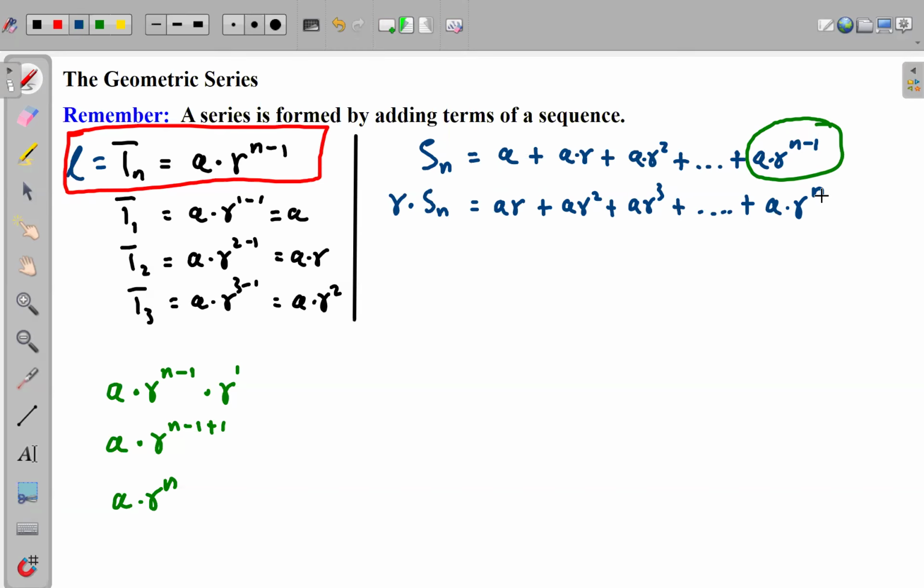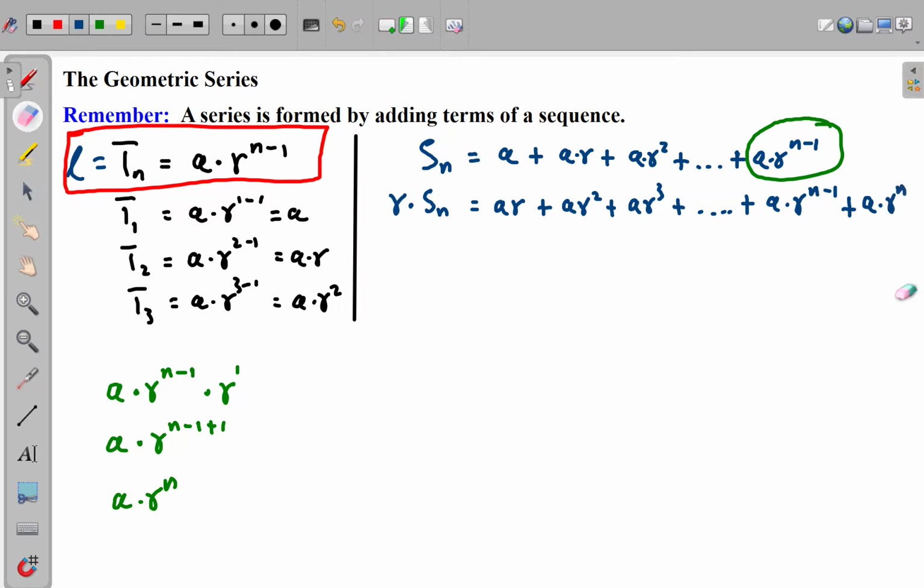Now, maybe let me do this so that you are fully aware of this in your mind. There is a term that comes before A R to the n, by the way, and that term will actually be A R to the n minus 1. Let me just make you aware of that. So there's got to be an A R to the n minus 1 here before this last term of mine, which is A R to the n.